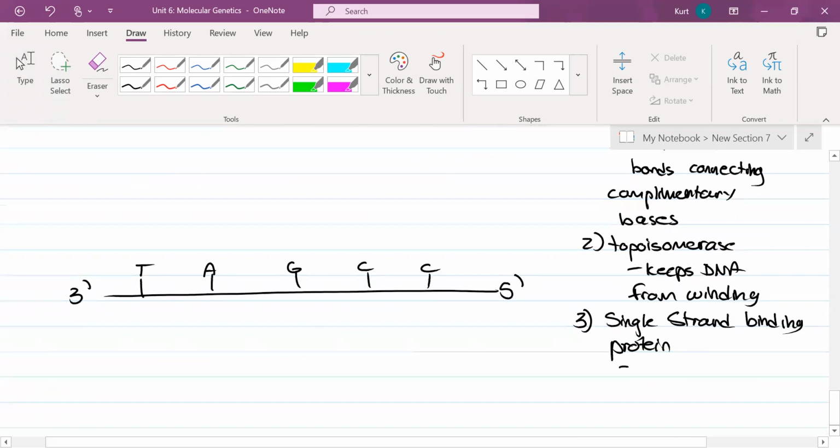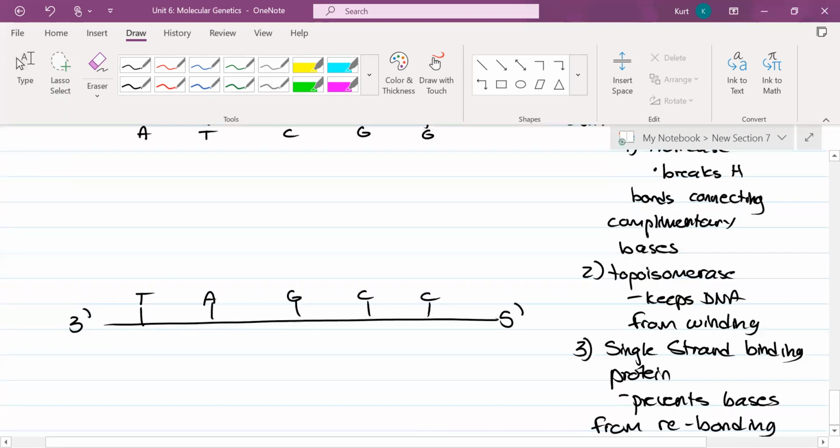Also, another one is going to be single strand binding protein. This is not an enzyme. This is a protein. It prevents bases from rebonding. You don't want them to rebond while you're trying to copy them, so you need to keep them separated. That's what single strand binding protein will do.